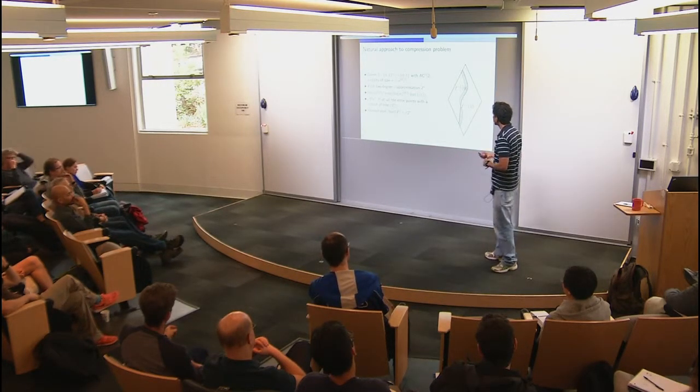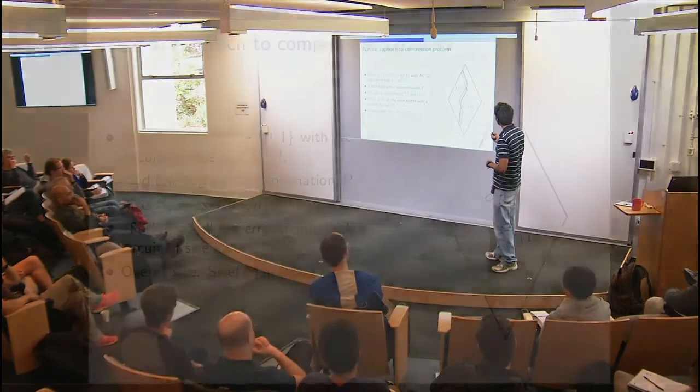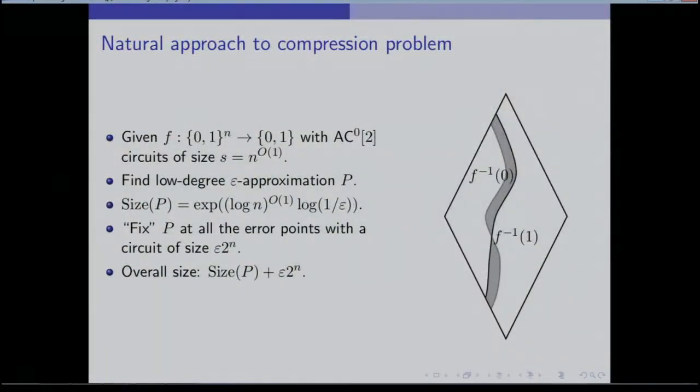So this is a very small collection of points, so I just fix the polynomial I get at all these points. So I'll change the polynomial. I'll say, okay, here's a brute force circuit: if the input lies in this error set, the brute force circuit will do it for you. Otherwise, you just delegate the computation to the polynomial, it will do it for you, and you're fine. Okay, so this is a very natural approach to take.